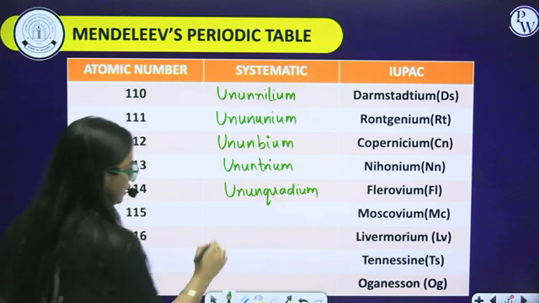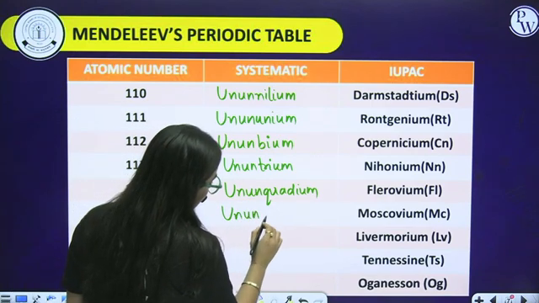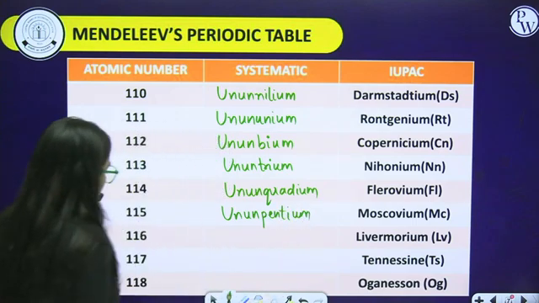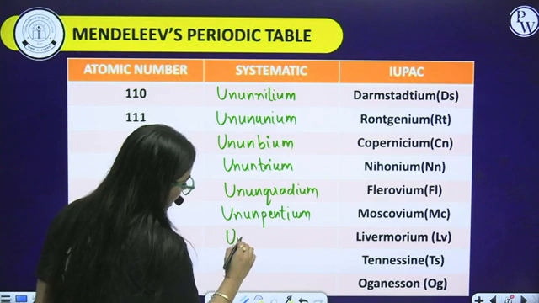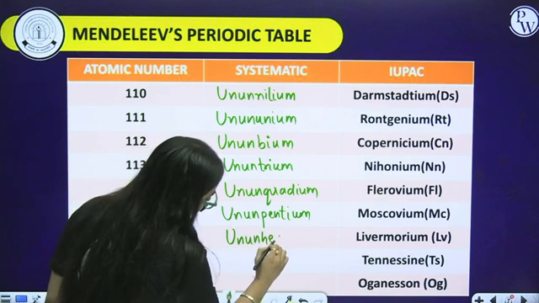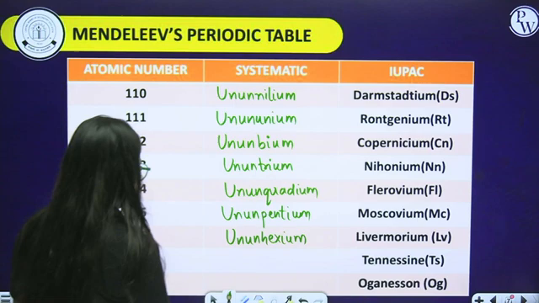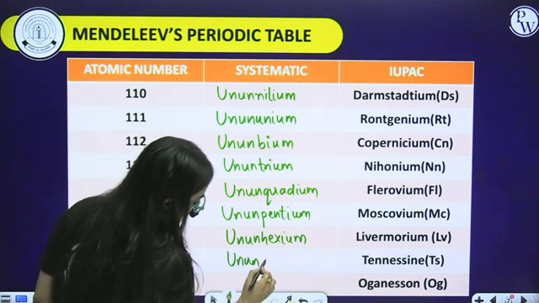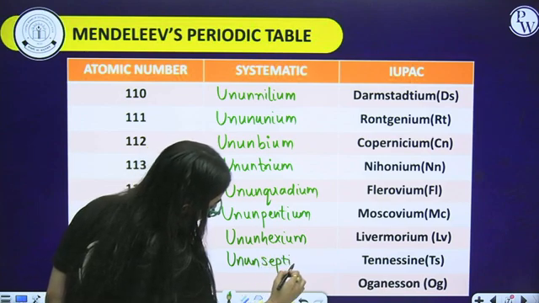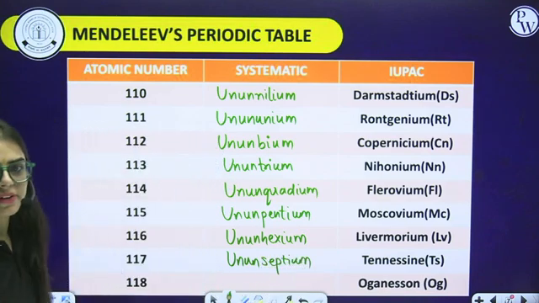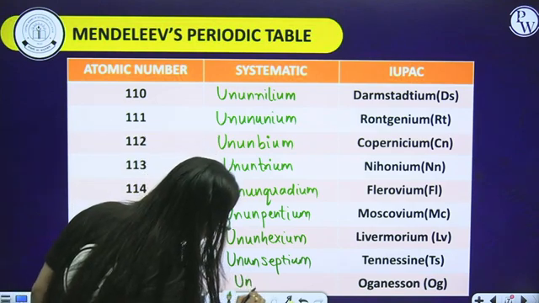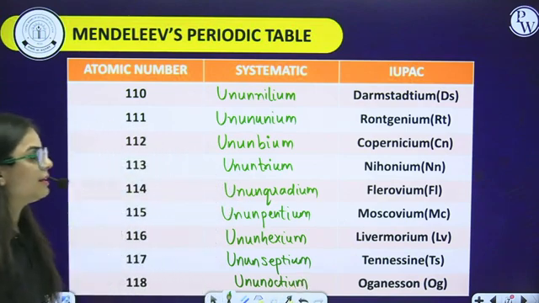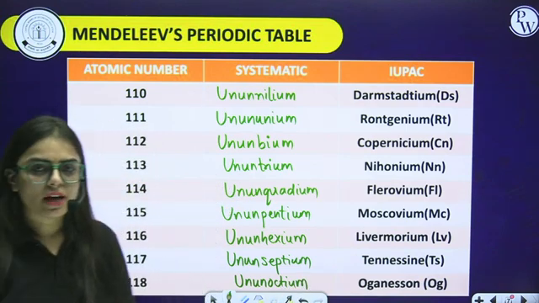Then for 115 it is going to be pentium. Then for 116 it is going to be hexium. Then for 117 it is going to be septium. Then for 118 it comes out to be octium. Everybody kindly write it down so that we can move on to the next part of ours.